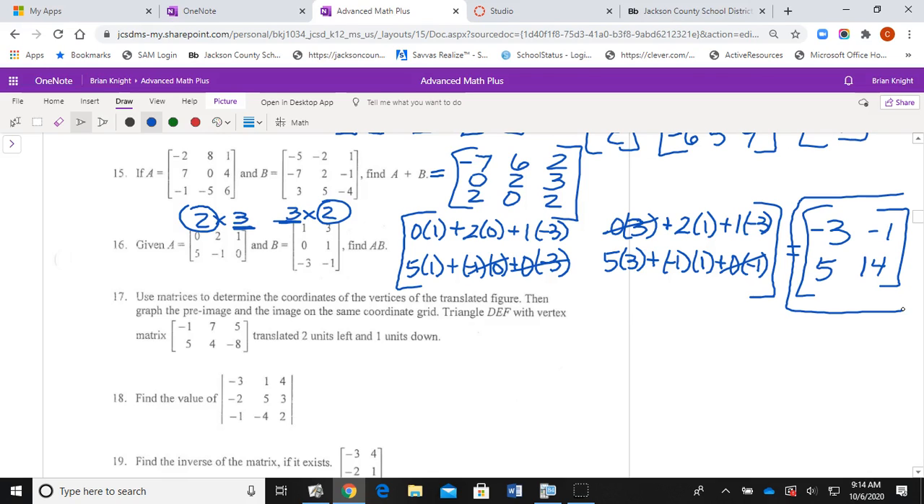Everybody good? And the calculator way is you would just multiply these matrices. Can we do it that way?